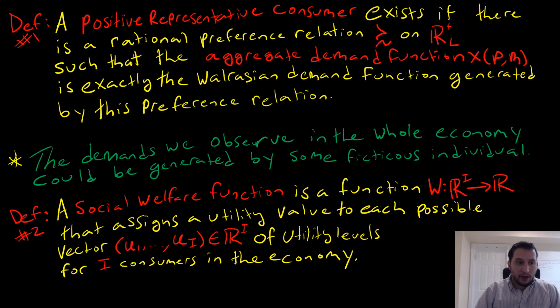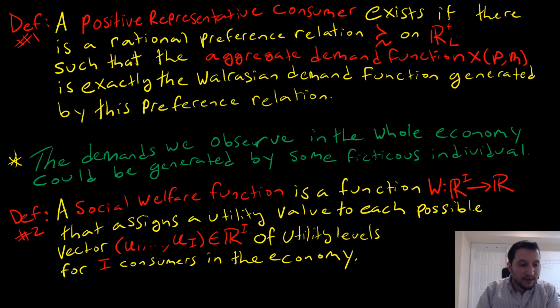Before we answer those questions, we have to have some definitions. Our first definition is that a positive representative consumer exists if there is a rational preference relation on our commodity space, which is defined by the real number line in L dimensions, such that the aggregate demand function, x as a function of P and M, is exactly the Walrasian demand function generated by this preference relation. Practically speaking, this means that the demands we observe in the whole economy could be generated by some fictitious individual.